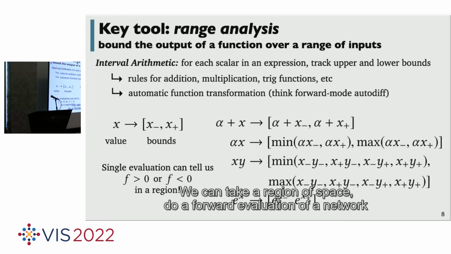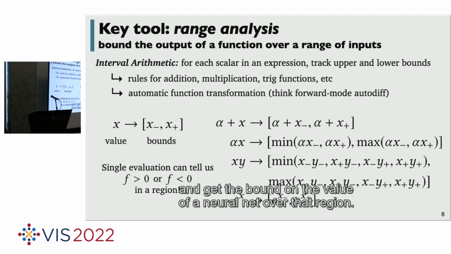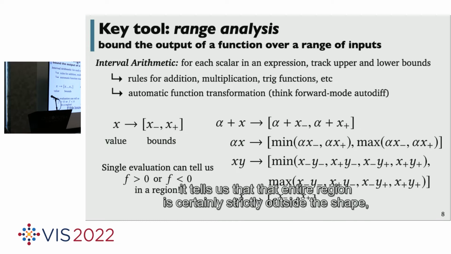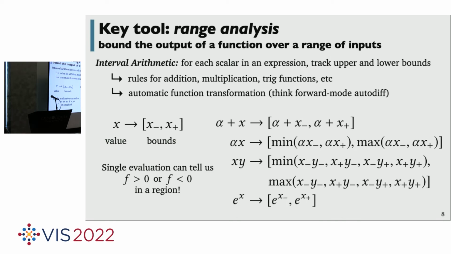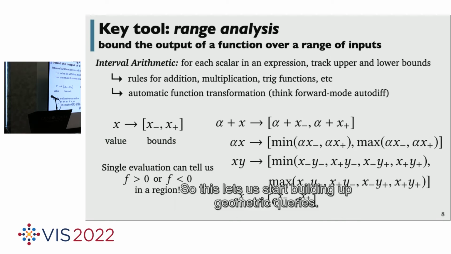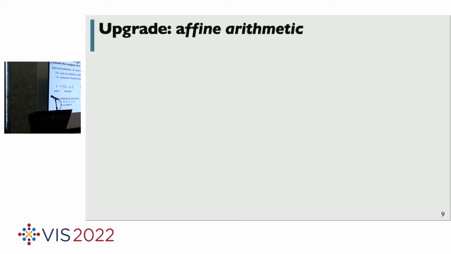We can take a region of space, do a forward evaluation of a network with range analysis, and get a bound on the value of our neural net over that region. So for instance, if this bound is greater than 0, then it tells us that that entire region is certainly strictly outside the shape, no matter how crazy the function encoded by a neural network might be. So this lets us start building up geometric queries.